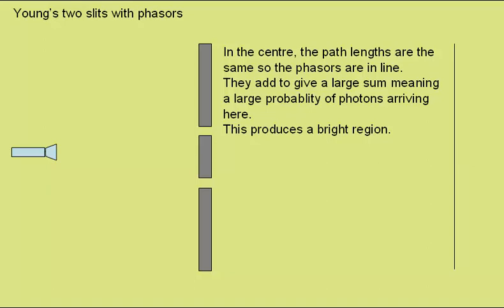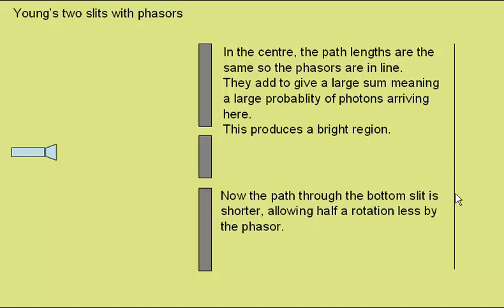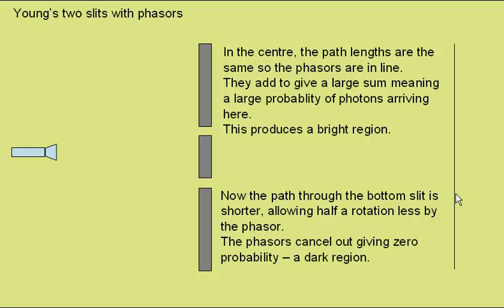But if we now consider the phasors reaching a point around about here, the one through the top slit would travel like this, through the bottom slit like this. Now the path through the bottom slit is shorter, allowing half a rotation less by the phasor travelling through the bottom slit. The phasors cancel out, giving 0 probability, so we have a dark region here.